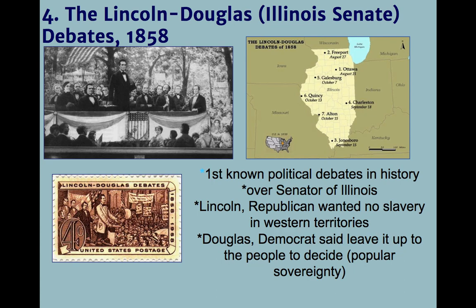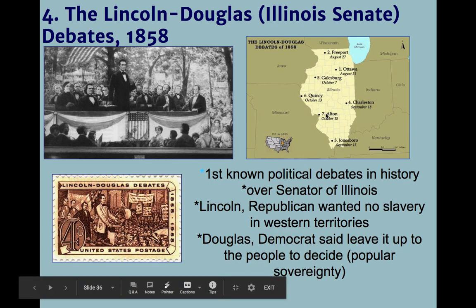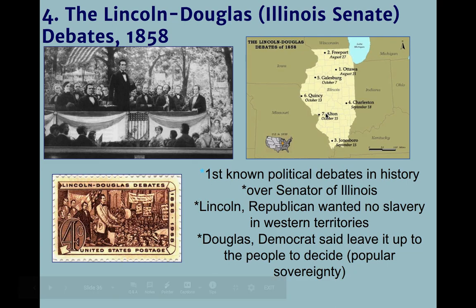Okay, Stephen Douglas, who was a Democrat, wanted to leave it up to the people under the idea of popular sovereignty. So remember, every time that we talk about Stephen Douglas, he's our popular sovereignty guy. He says leave it up to the people. Okay, so they go, and it's a series of debates. There are 7 debates in the 7 different districts in Illinois.